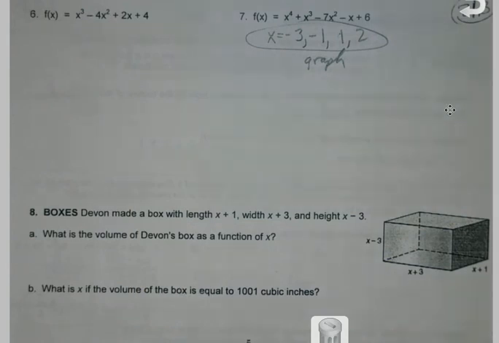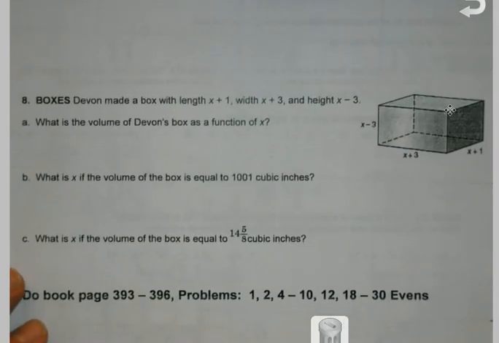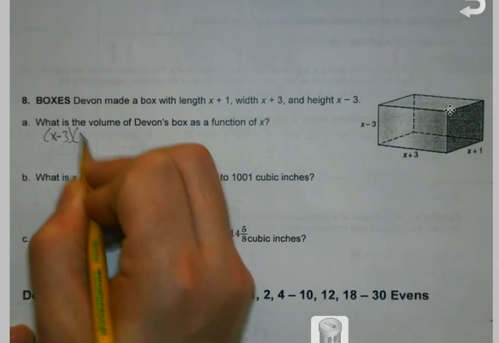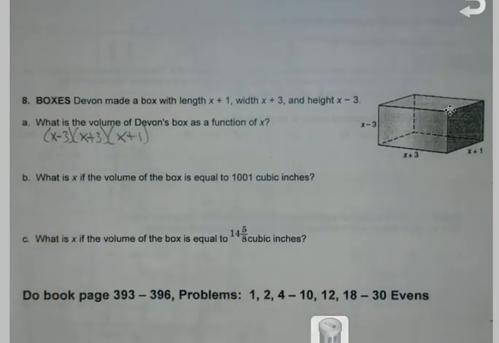Okay. Last thing. All right. Devon made a box with length x plus 1, x plus 3, and height x minus 3. What is the volume of Devon's box as a function of x? In other words, what is x minus 3 times x plus 3 times x plus 1? Because that's going to give it to me as a function. I don't know what x is yet.